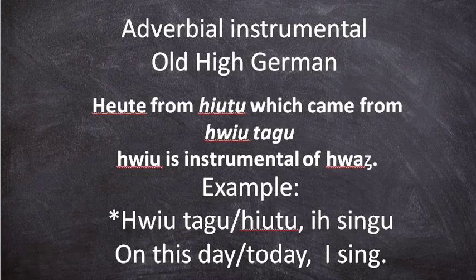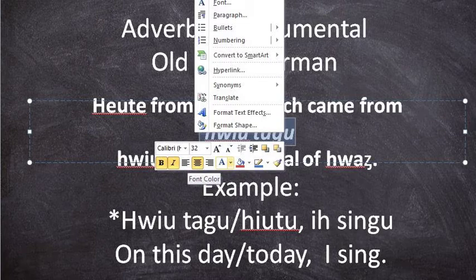So huiu is the instrumental of huas. So if you were to use a preposition, it's like for what cause, and whatnot. Again, the instrumental is like the means, the manner, like how something is done. In the case of a word meaning what, it's like saying, well, what means? So it's like why, manner, means, material. Manner, means, an instrument is the instrumental. So huiu is that, and tagu is in the instrumental. So let's make this red. So we got our instrumentals here.